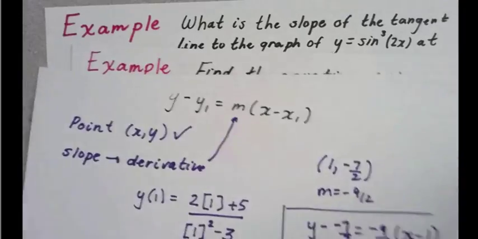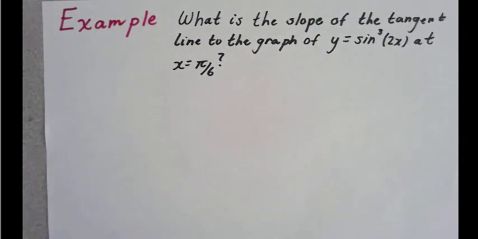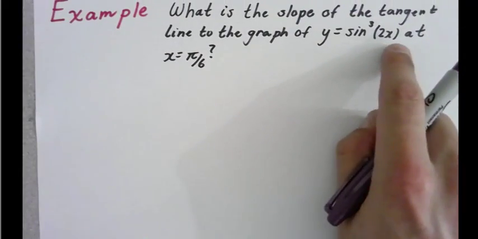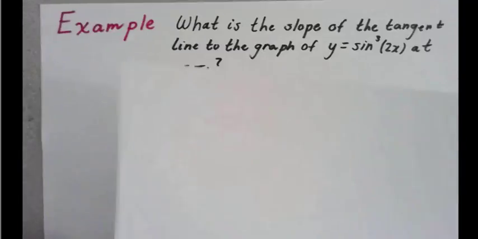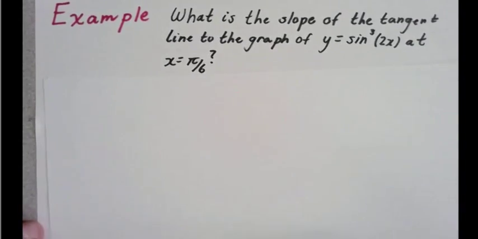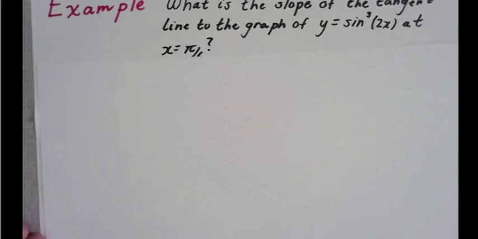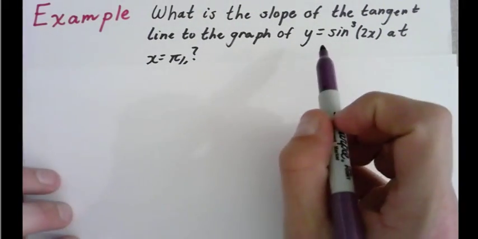Let's look at another example. What is the slope of the tangent line to the graph of y equals sine cubed of 2x at pi over 6? This one is a little more challenging, and it just has to do with the function. The idea is the same. Right now we just want the slope. We're not writing the equation. So we're going to find the slope of this tangent line.